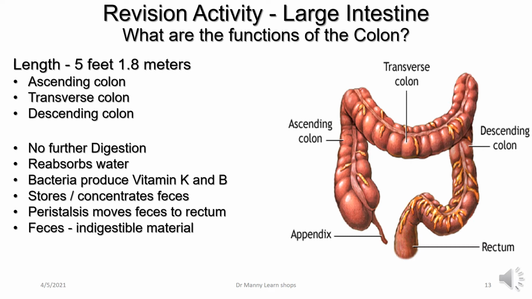It has a very important role to reabsorb water. That's why if you don't empty your bowel when your body tells you to, it continues to absorb water, and your feces becomes very, very hard and you'll probably become constipated. It also produces bacteria that produce vitamin K and B, which are essential in blood clotting and to be healthy. It stores and concentrates feces. You can call it stool, but proper terminology is feces. And peristalsis moves the feces to the rectum where it's expelled. Feces is essentially indigestible fibrous material.